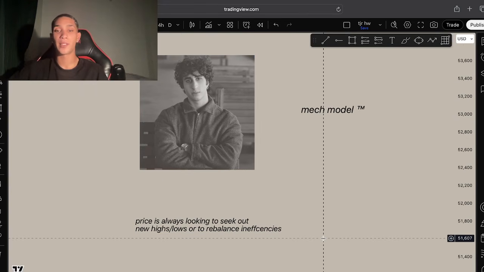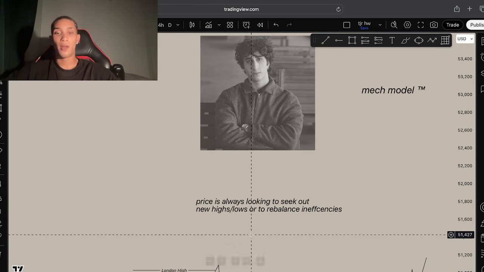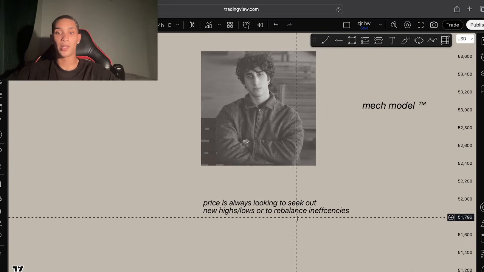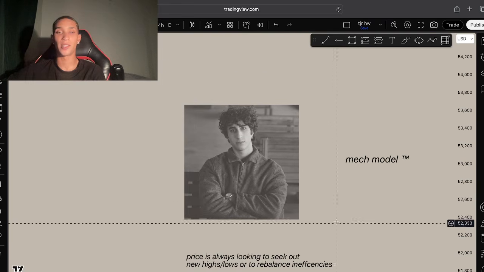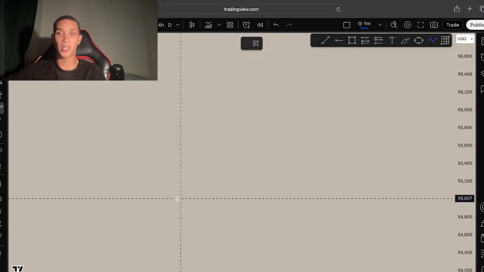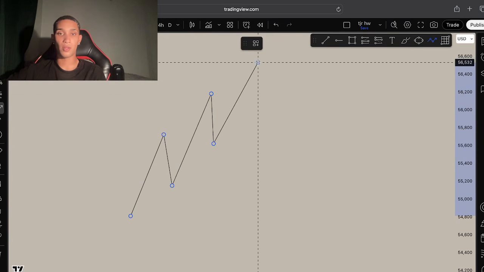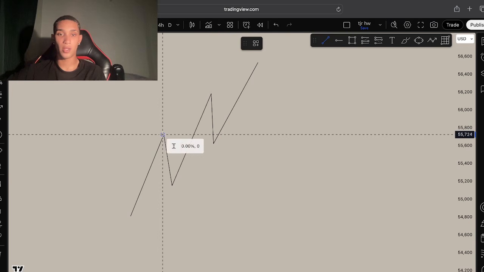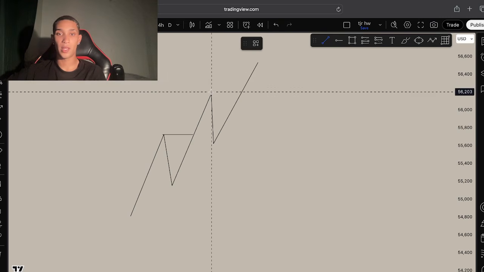Why is PB Blake's MECH model so profitable over other models, and what is it based off of? So first of all, these two questions have the same answer, and they're both answered by the fact that price is always looking to seek out new highs or lows or to rebalance inefficiencies. So what does this mean? Price is always in a state of doing one of two things. It's either looking to, in this case, seek out these new highs here, and maybe some other highs are back here, but for now we can just leave it at these highs.